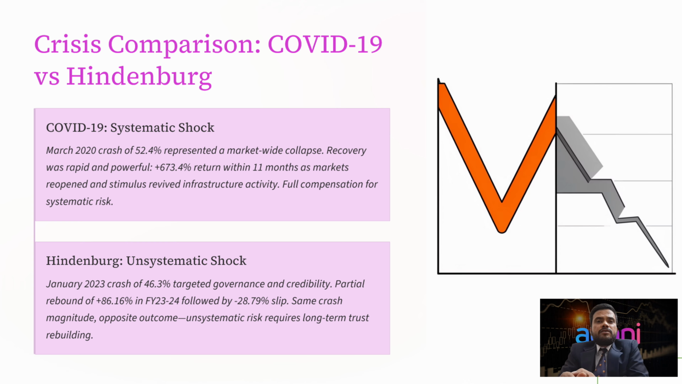In FY24, the stock rebounded again with a strong return of 86.2%. However, in FY25, the stock again showed a negative return of minus 28.8%. From these five years, we calculated an expected return of 159.8% and total volatility of 292%. This clearly shows that the stock offers very high returns but also carries extremely high risk.